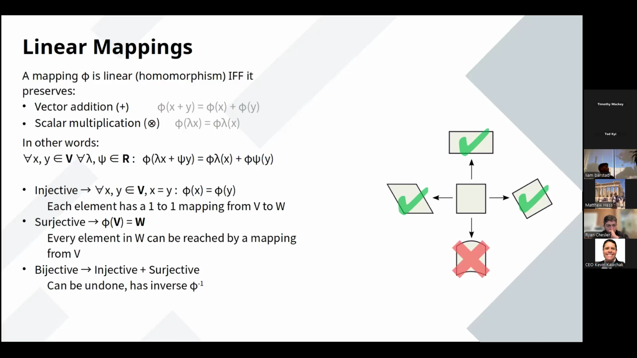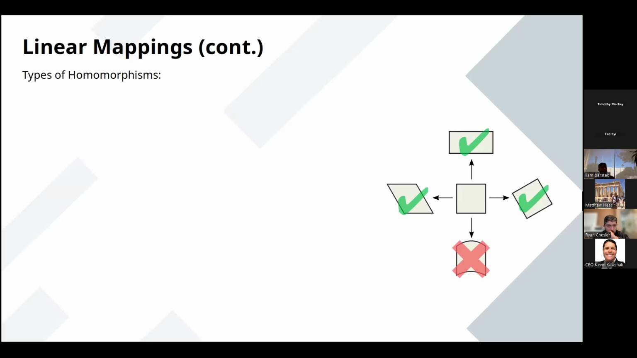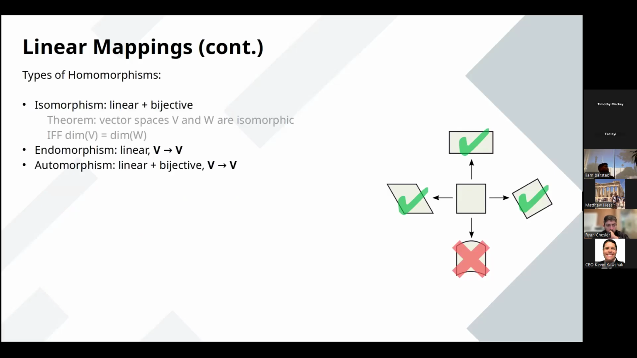But yes, injective, surjective, bijective. There are also more terms, I know, it's great: isomorphism, endomorphism, and automorphism. Remember that a linear mapping can also be described as a homomorphism. What also matters is, are we mapping to the same vector space, or could it be considered the same vector space, or is it a different vector space?